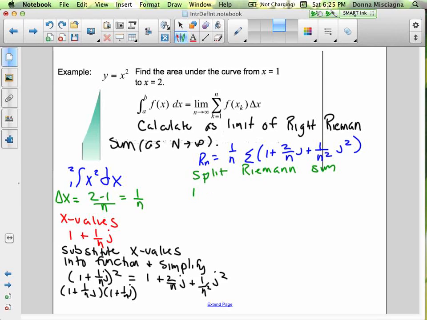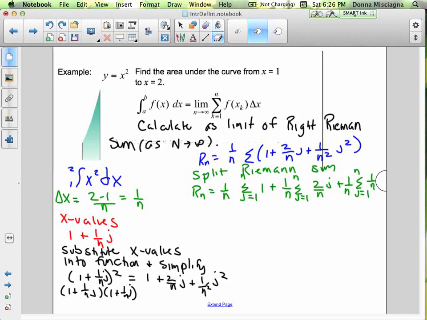So R of n equals 1 over n sigma, and that's j equals 1. So we're starting after the first one because this is a right Riemann sum over n, and that's a 1 plus 1 over n. Everybody gets their own sigma. j equals 1 to n, and that is 2 over n j, and plus 1 over n sigma from j equals 1 to n, 1 over n squared j squared. Oops, that j is looking a little low. Well, let me move the j up just a tad. I don't want you to think he's in the denominator, because he's not. There we go. Now you couldn't possibly think that.